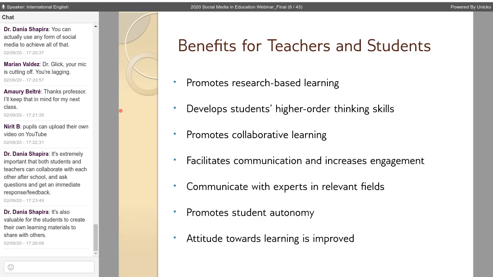All right. So we can promote research-based learning using YouTube, using social media, using Twitter, using Instagram. So research-based learning and developing students' high-order thinking skills are two of the benefits of social media for students and teachers.